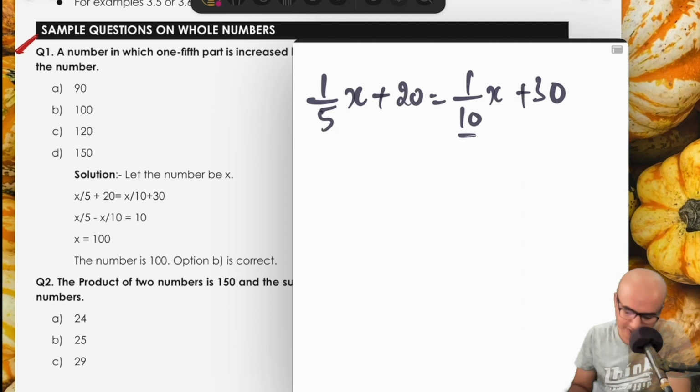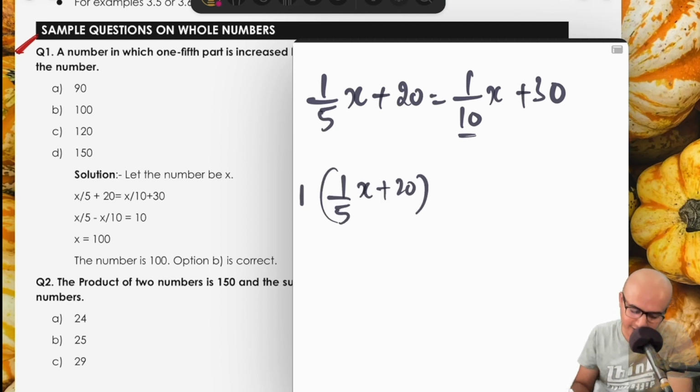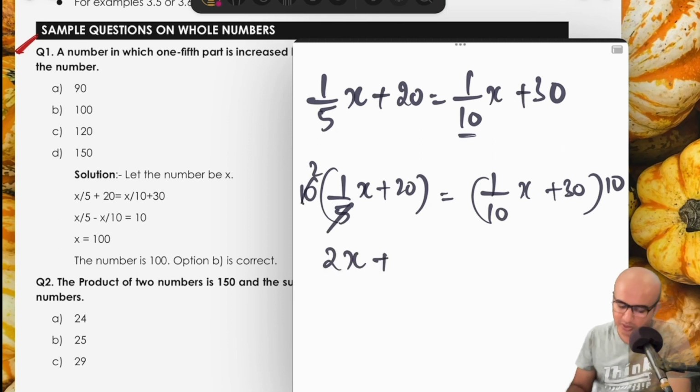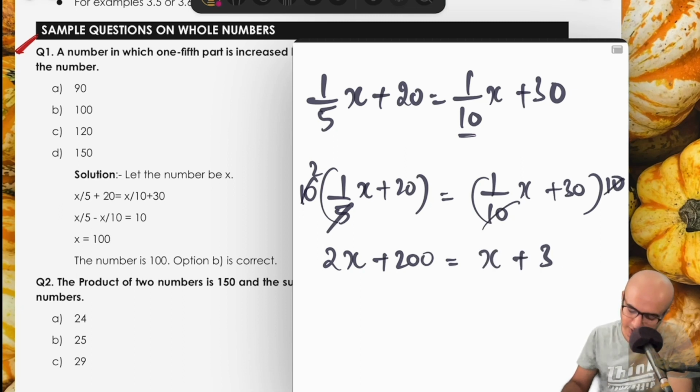So I will do (1 by 5x plus 20) into 10 equals (1 by 10x plus 30) into 10 again. When I do this math, 5 twos are 10, so 2x, plus 10 into 20, that will be 200, equals, here also the 10 gets cancelled, so it will be x plus 30 into 10, 300. This is the simplified form of the equation.